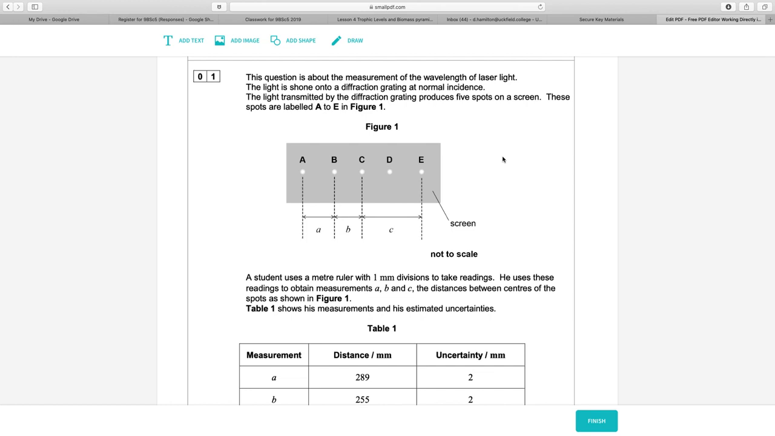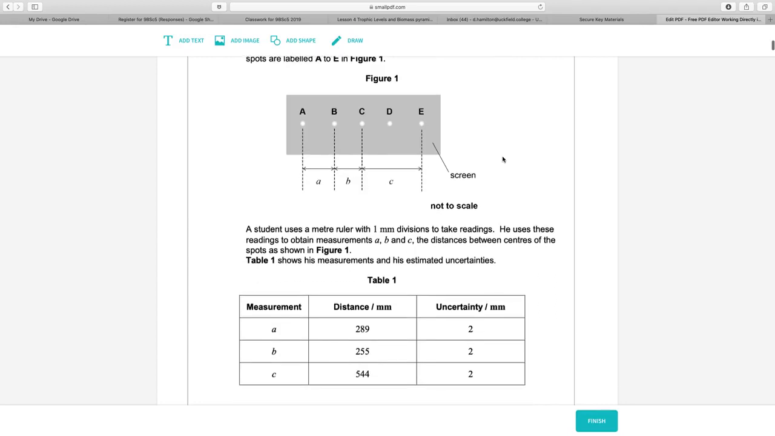Yes, June 2019, paper 2, Mark Scheme, review of the paper. So question 1 is a question about uncertainties. It shows you measuring the distance A, distance B and the distance C.